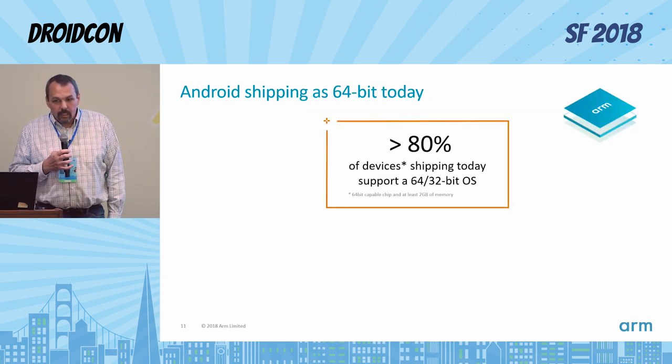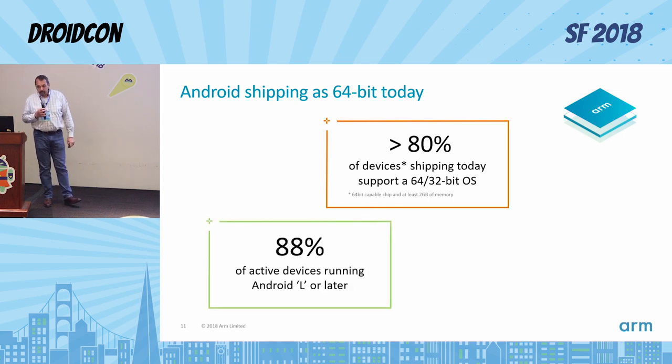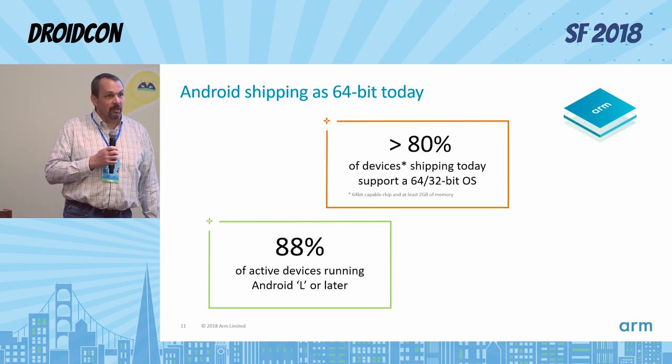So, I'm going to talk a little bit more about how many devices are out there today that support this. About 80% of the devices that ship today support both 32 and 64-bit. Lollipop, which is required to run 64-bit apps: about 88% of devices that ship today have Lollipop or later. So there's about 12%, and it's decreasing all the time, that currently couldn't run a 64-bit application.